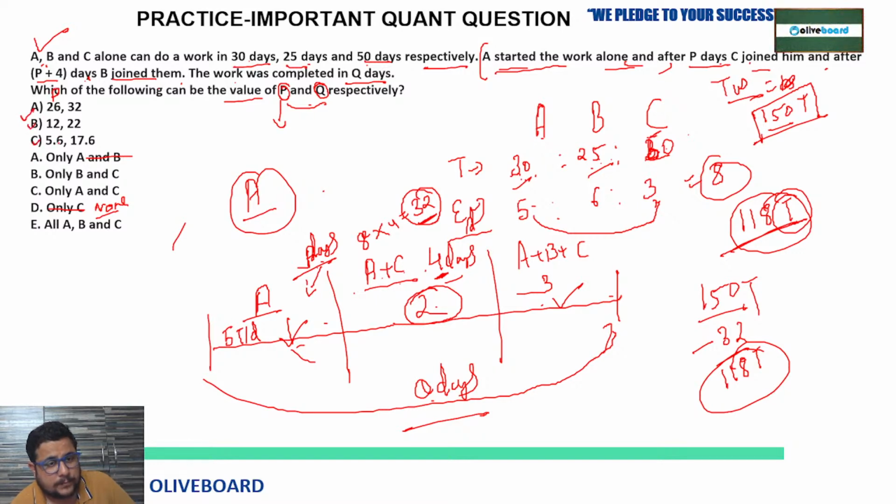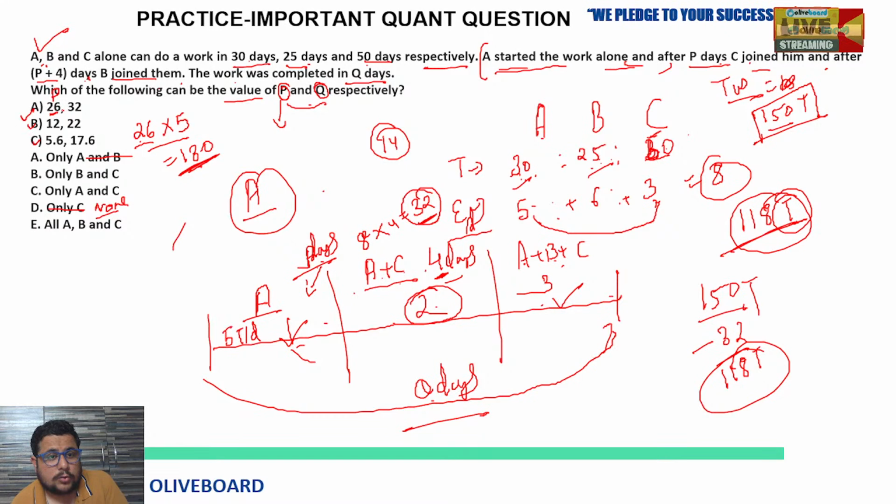Okay, so A is 26. Now 26 is the value of what? Days. So 26 into 5, you are going to get what? 26 multiply 5. Remember that 26 multiply 5, 130. Now if we will talk about A, B, C, so their efficiency is going to be what then? 5 plus 6 plus 3. So this is going to be 14.